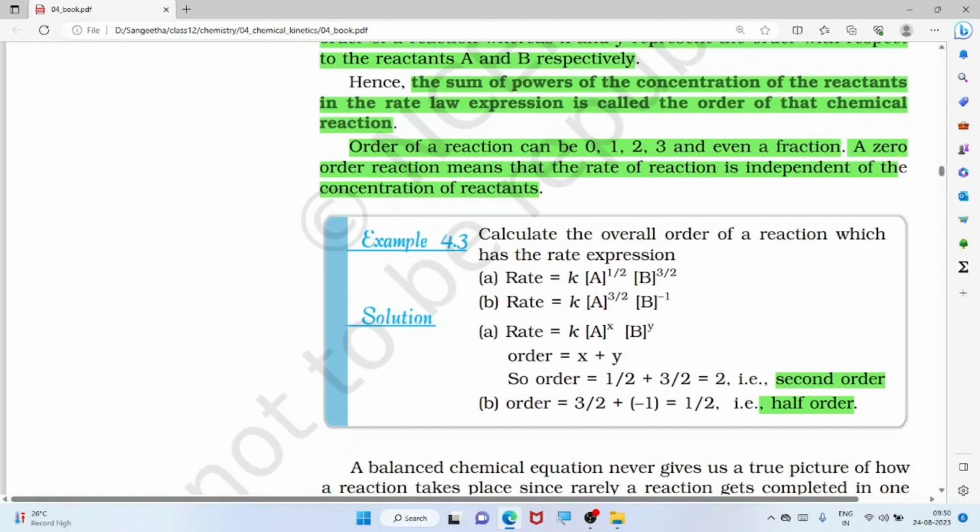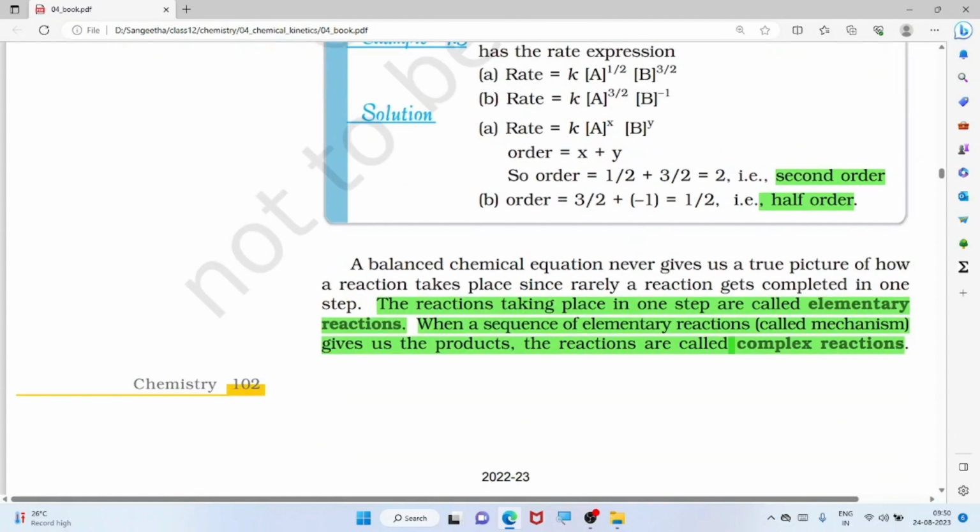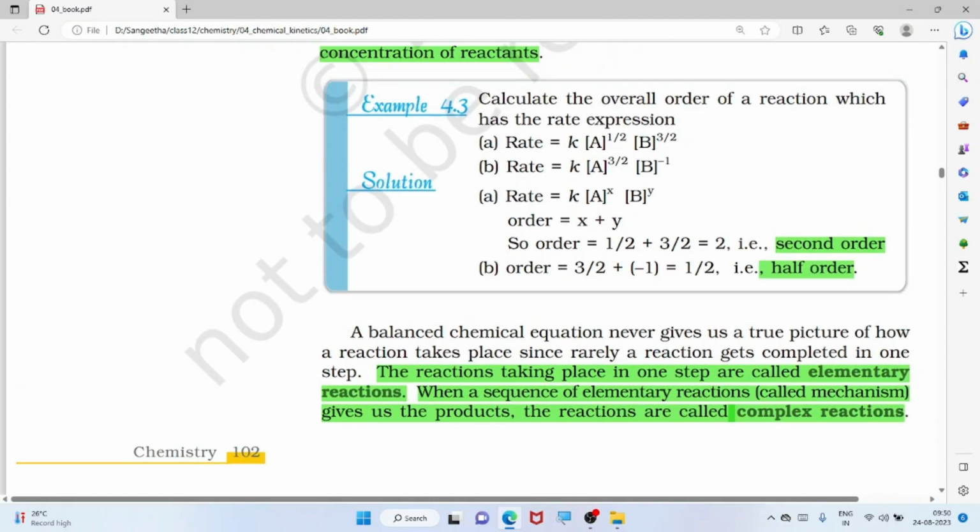The order of the reaction can be 0, 1, 2, 3 or even a fraction. A zero order reaction means that the rate of the reaction is independent of the concentration of the reactants. Here they are just adding the powers. This is second order, this is half order.